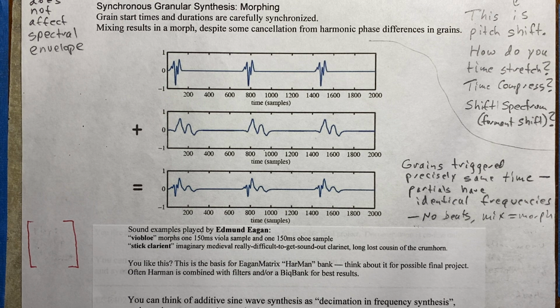Anyway, so this is this medieval version of a clarinet. It's imaginary, of course, but it sounds like a clarinet that's just really hard to get a sound out of and has its own sort of imaginary beauty to it.